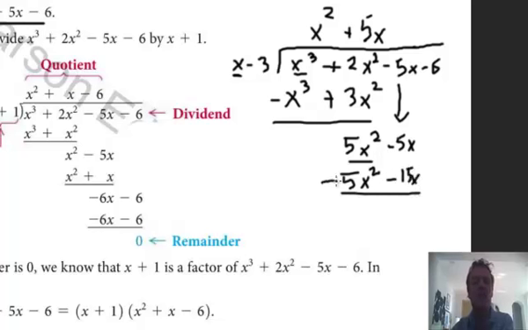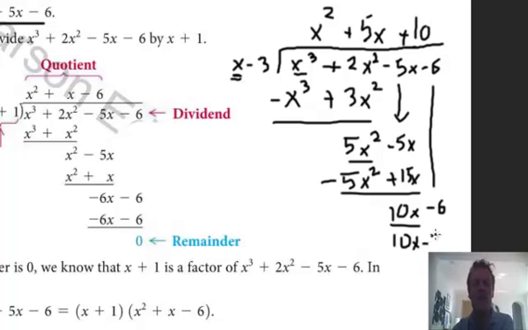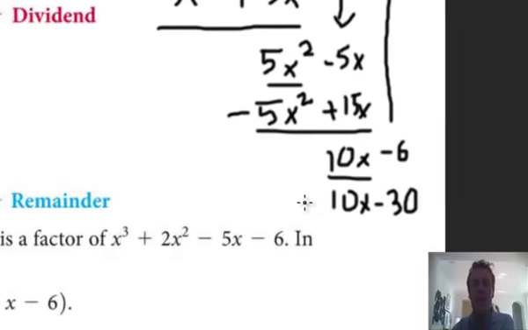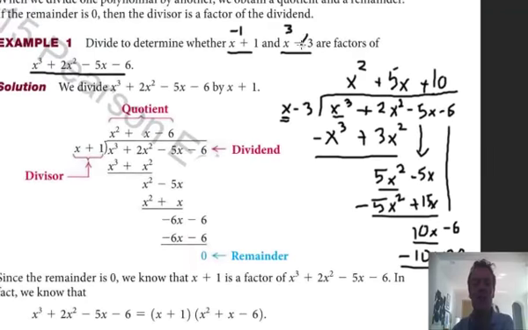Again, what I'm going to do is change the signs and add. So that will leave me with 10x. Bring down the negative 6. Okay, again, 10x divided by x is 10. When I multiply back, 10 times x is 10x. 10 times negative 3 is negative 30. Is that right? Right, when I change the signs and add, it helps. I'll have, is that 24 as remainder? Okay, so that is not a factor.